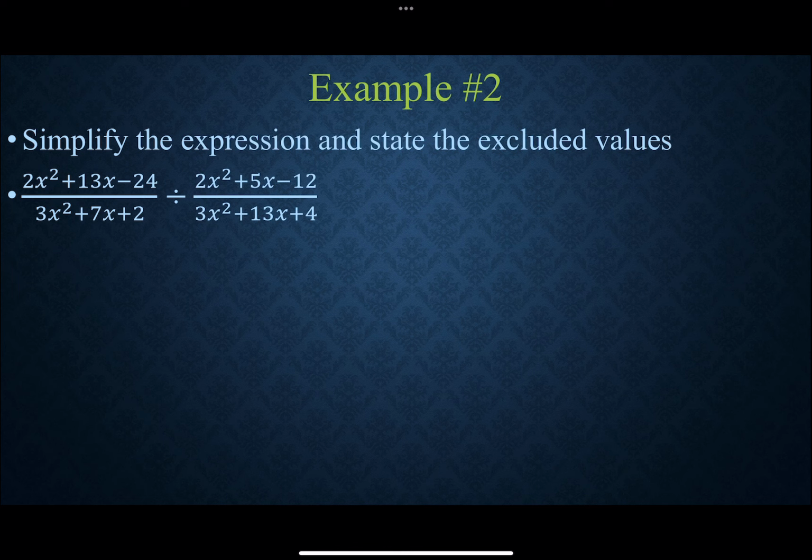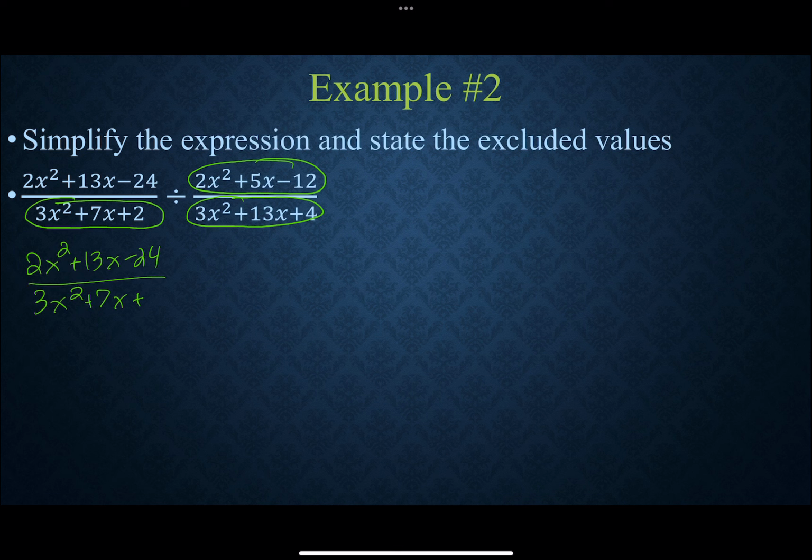And when we flip it, we're going to have to account for the new denominator of 2x squared plus 5x minus 12. So this denominator right here, and then this numerator, we're going to have to account for in the excluded values, because when we rewrite it, we're going to find that it flips over and gives us our new denominator we have to worry about.